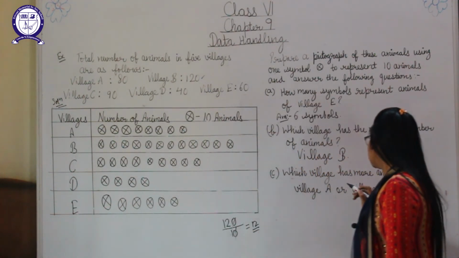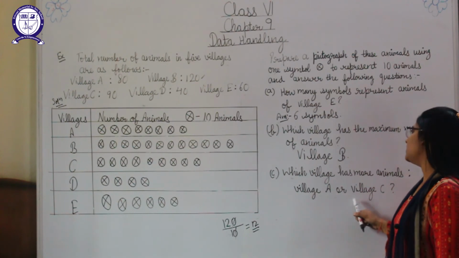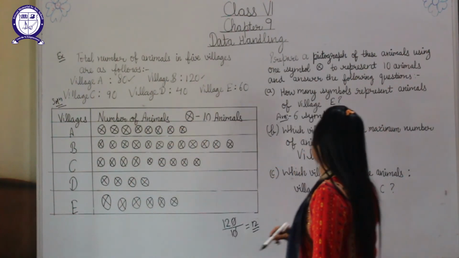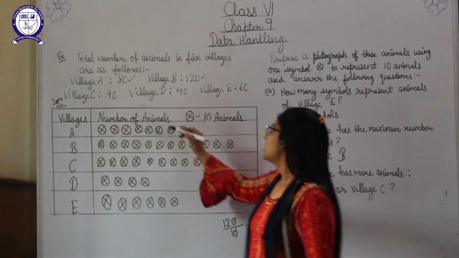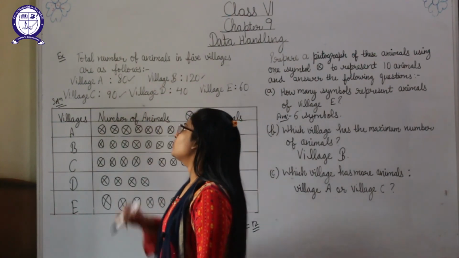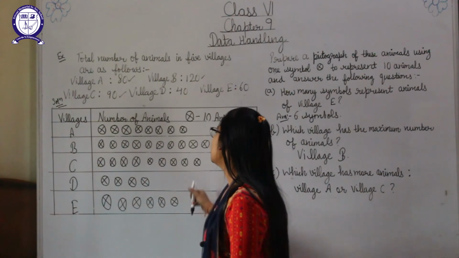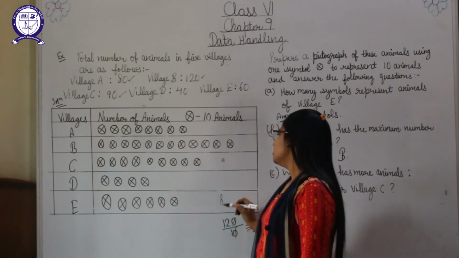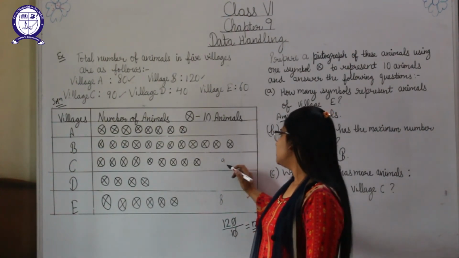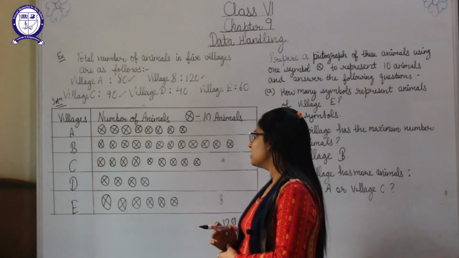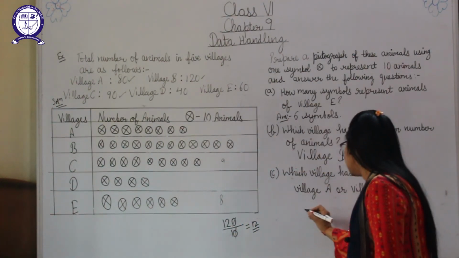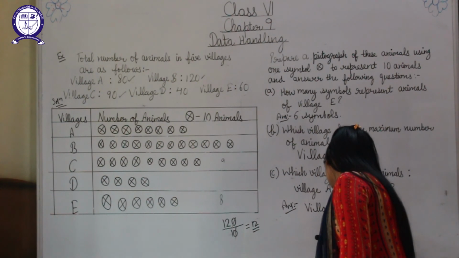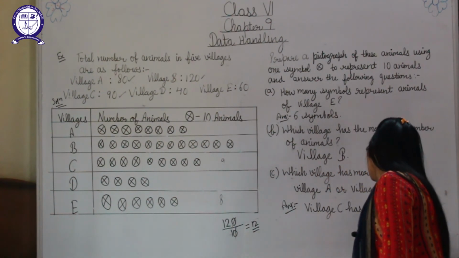Now the C part here is: which village has more animals, village A or village C? So students, if we check, village A has 80 animals and village C has 90 animals. So which one has more animals? Village C has more animals. And we can also compare from here. Here the symbols are 9 and here the symbols are 8. So where the symbols are more, that shows greater animals, right? So for the answer we will write here that village C has more animals.